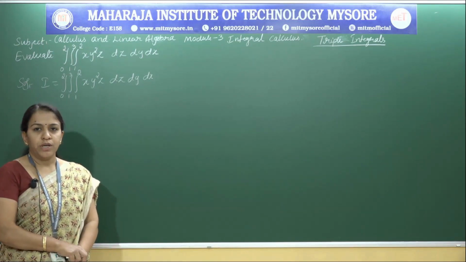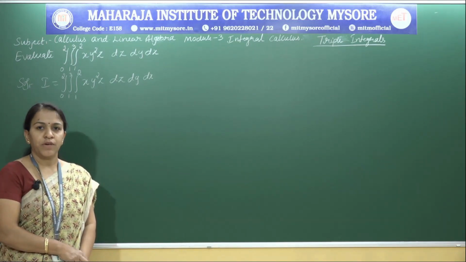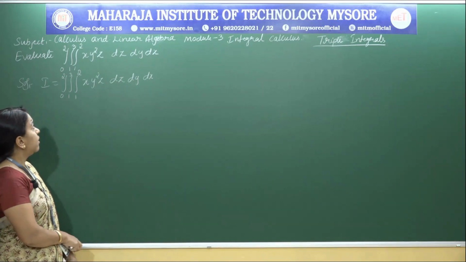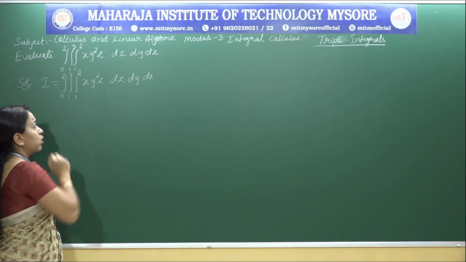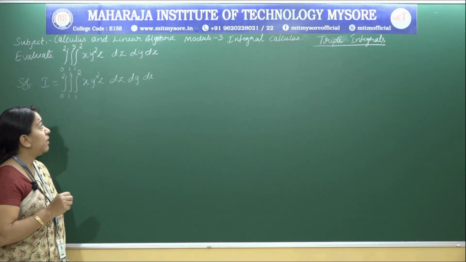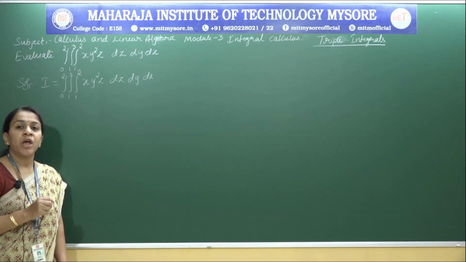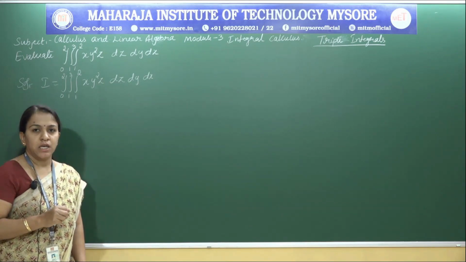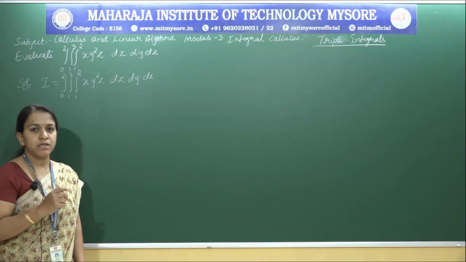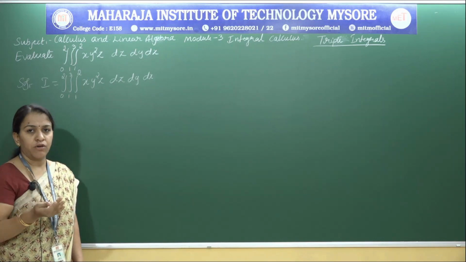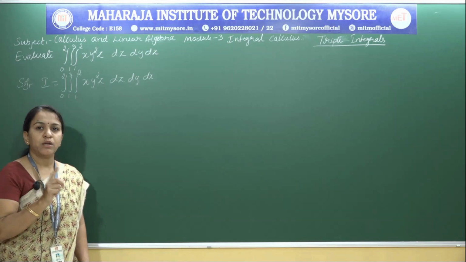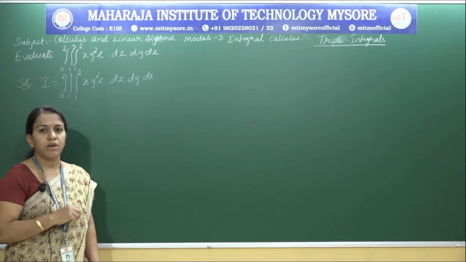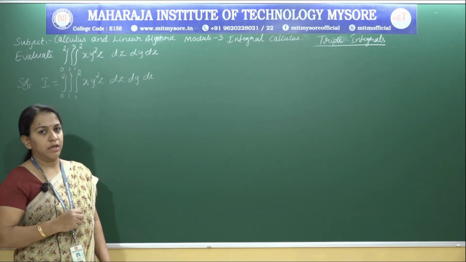So before going to integrate, we should know the limits of x, y, z. Since in the given problem all the limits of the integrals are constant, we can split the triple integral as a product of single integrals. I can separate the integral for x, the integral for y and the integral for z. Whenever we have only constant limits we can split; if we have a variable limit, then we can't split the integral.